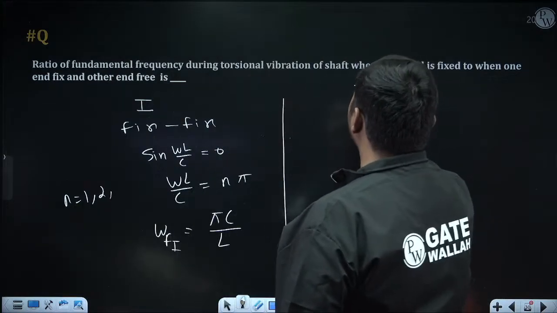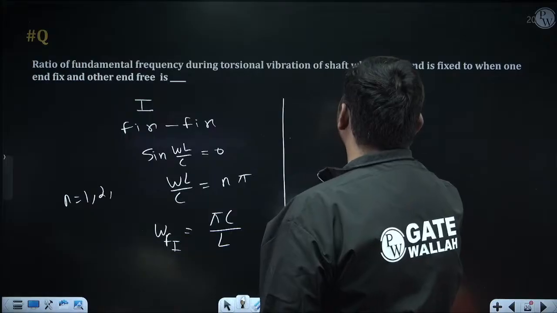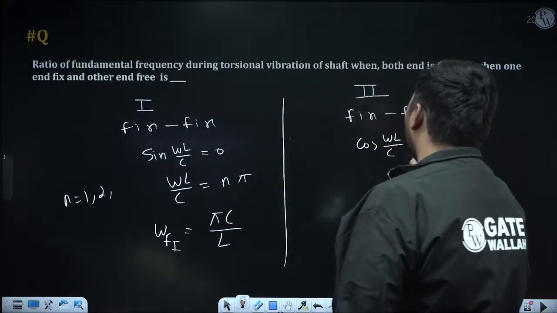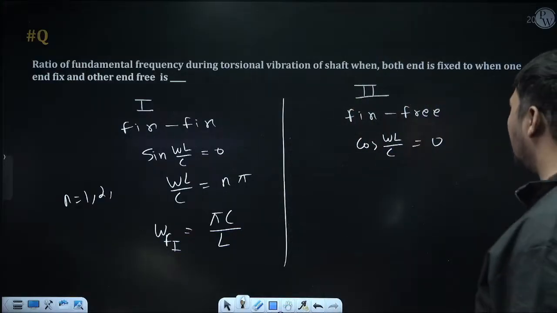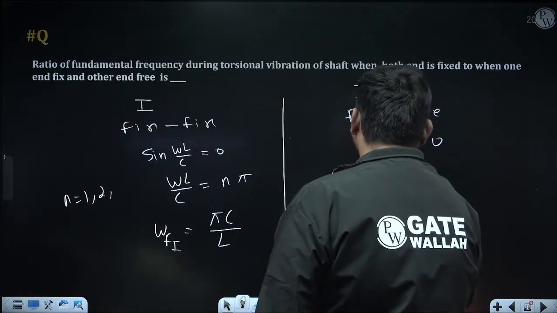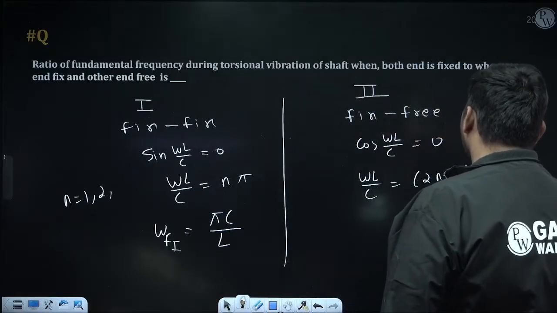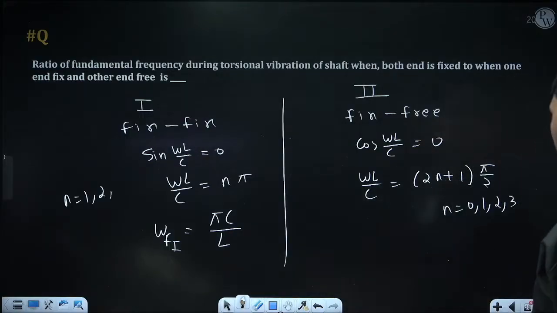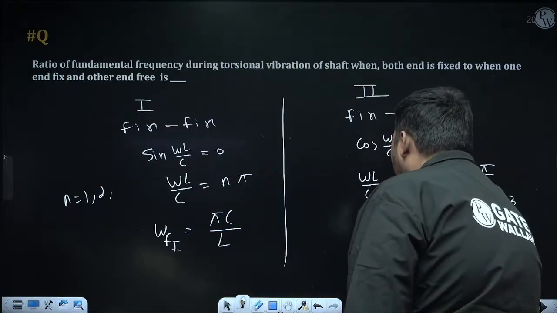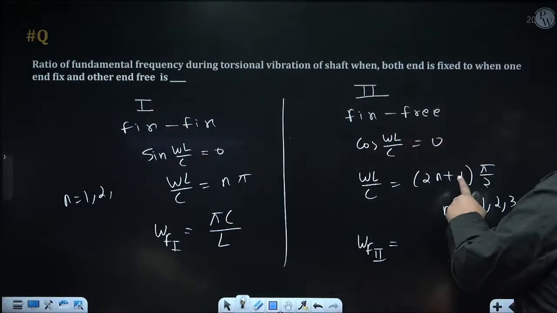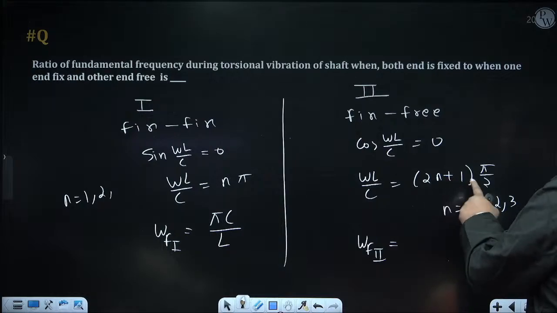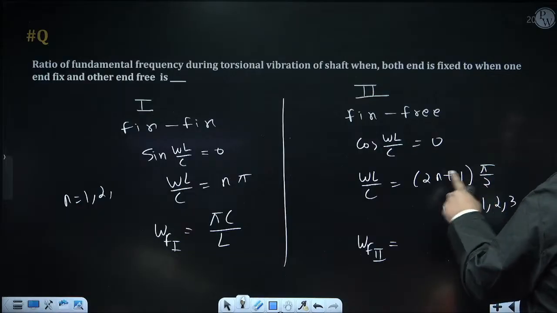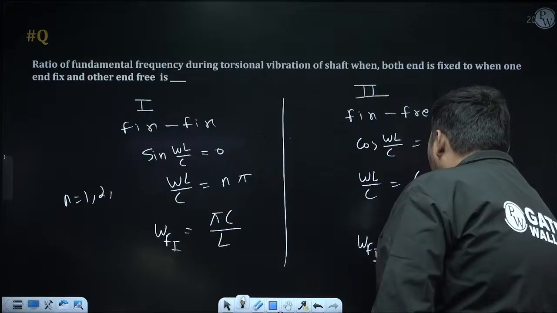Okay. Now in case 2 I am taking one end fixed, other end free. In the fixed-free connection, the frequency equation is coming in terms of cos. It is cos omega L by C equal to 0. Now omega L by C will be (2n plus 1) pi by 2. Here n is starting from 0. Now fundamental frequency means first non-zero frequency, so first put n equal to 0 and see whether it is coming non-zero or not. Here by putting n equal to 0, it is coming non-zero, so it is the fundamental frequency, and pi by 2 will remain. So it will come pi by 2 into C by L.